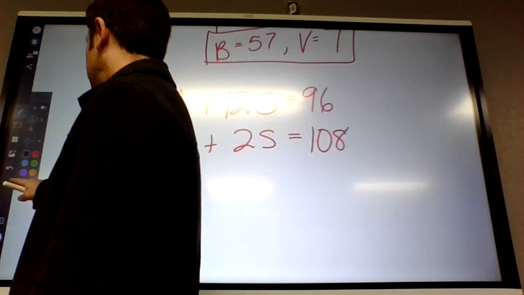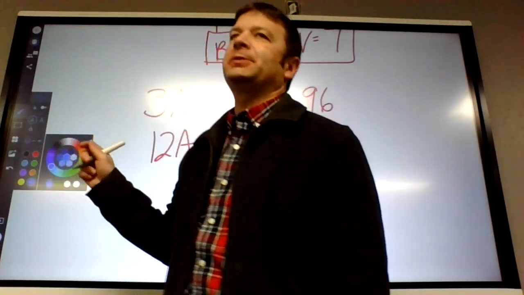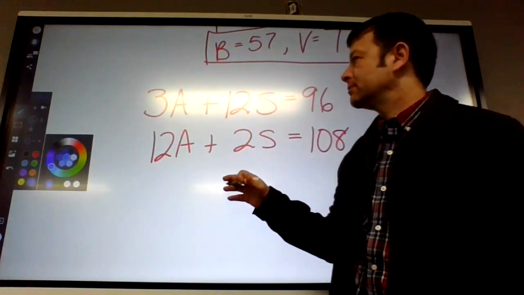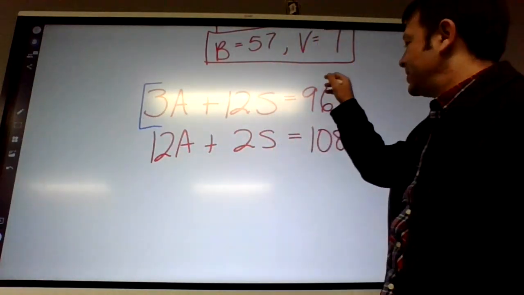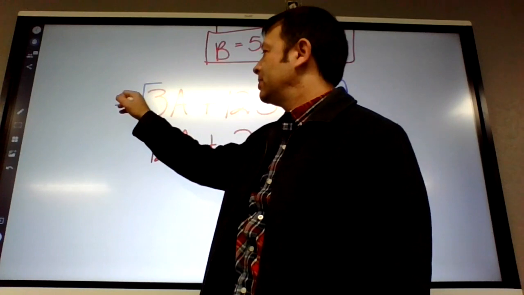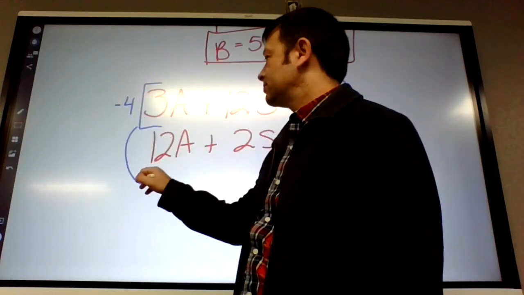Okay, how could we solve this? How can we solve this? I would do 6. Or 4. Okay, we could multiply the top to get rid of the A's by negative 4. Negative 4.